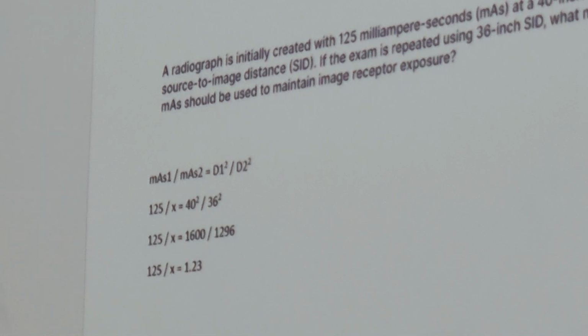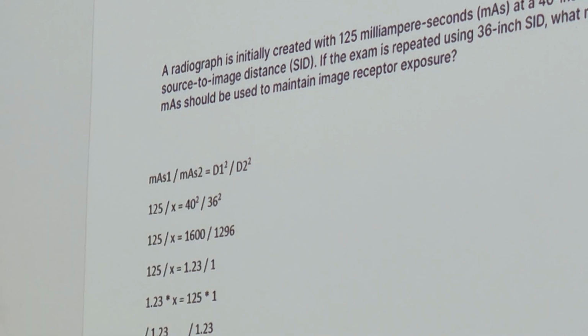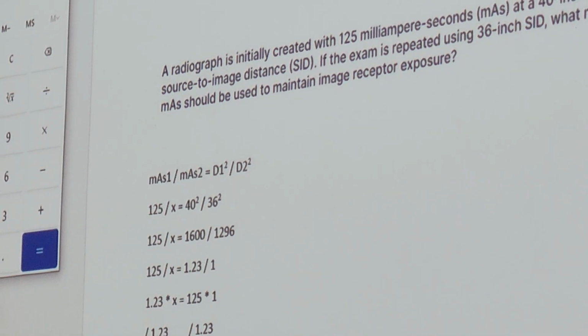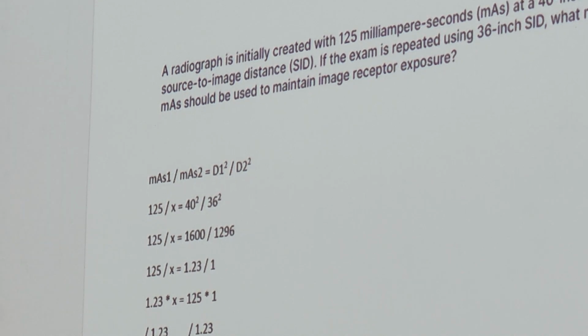All right, great. From here, what do we do? We can cross multiply, right? So I've got x times 1.23 equals 125 times 1.23456. On both sides I can divide by 1.23, and when we do all of this, we get 101.6.